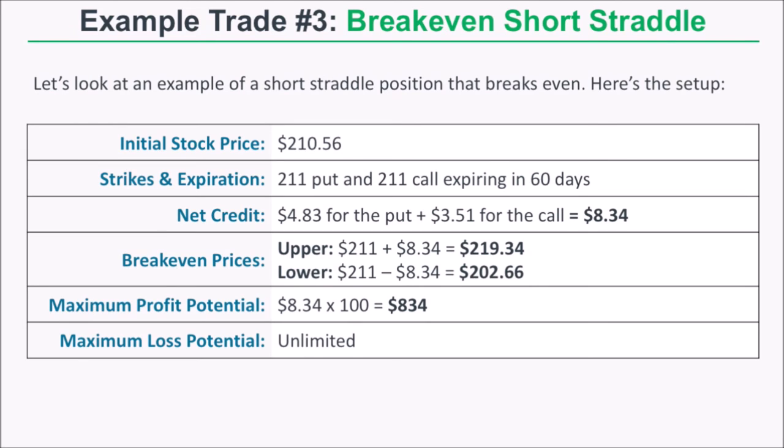Now for this straddle, we're going to collect a credit of $8.34, and that's going to bring our break-even prices to 202.66 and 219.34. So the maximum profit in this case is the credit of $8.34 times 100, which comes out to $834. Now, as always, our maximum loss potential is unlimited. So let's go ahead and see how this short straddle position performs through time as the stock price is changing.